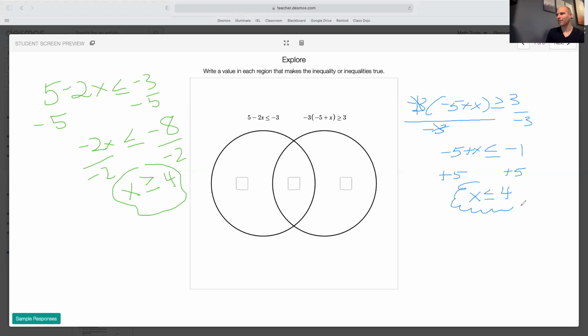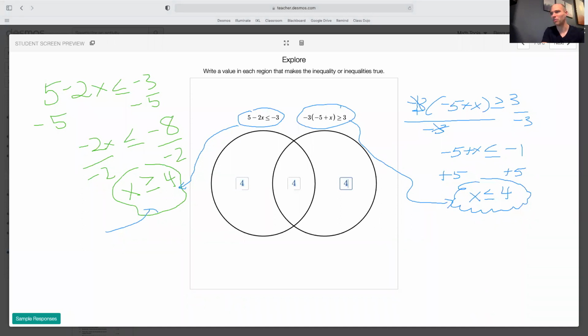Look at that. They did that on purpose. And so the two inequalities solve so that one of them is equivalent to x is greater than or equal to 4, or in other words, has all the same solutions. And then the one on the right is equivalent to x is less than or equal to 4, so it has all the same solutions. The only number that works for both of them is just 4. But that means I can be lazy, and I can put a 4 over here, and a 4 here, and a 4 here.